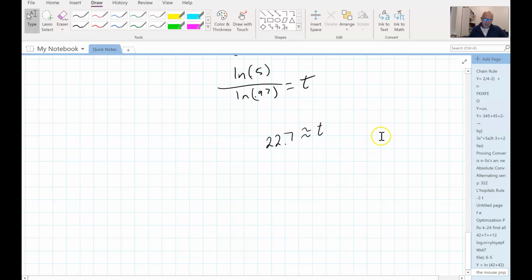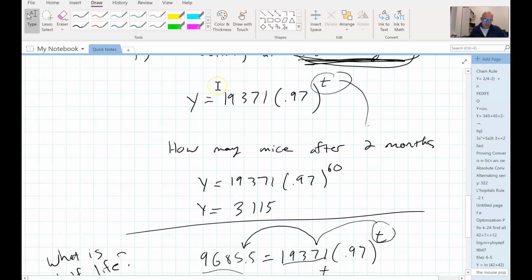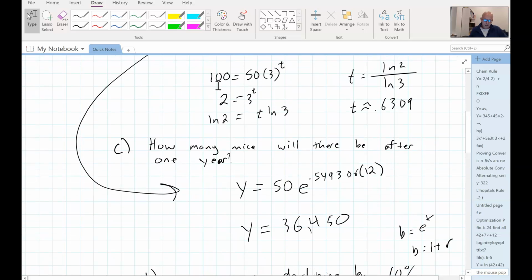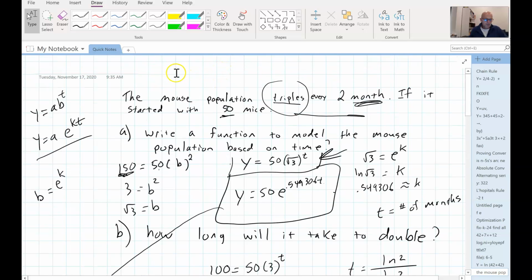Okay, so there's a bunch of examples of just kind of doing the different type of things that you need to be able to do with exponentials. So hopefully this helps to clear some things up.